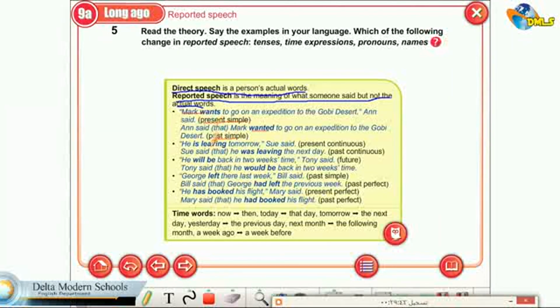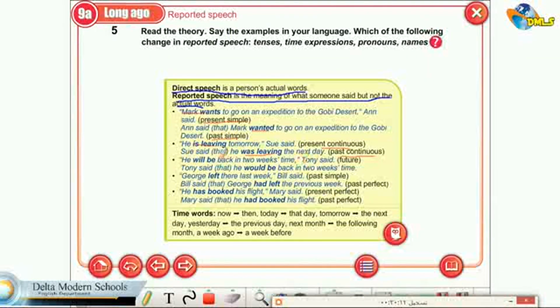And then past simple. Here we have "he is leaving tomorrow." So said present continuous. We will change it to past continuous. She said that he was leaving the next day. So it will be great. She said that he was leaving the next day. We changed is leaving to was leaving.